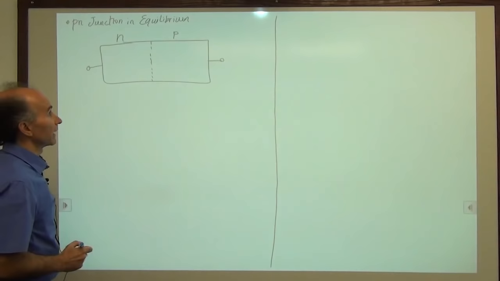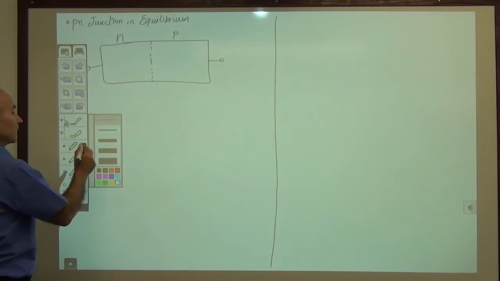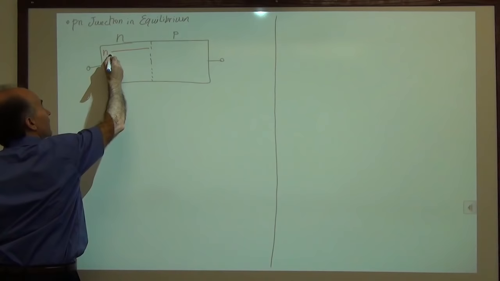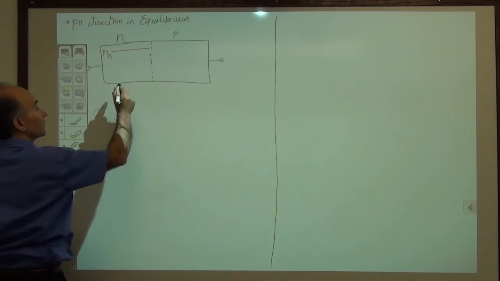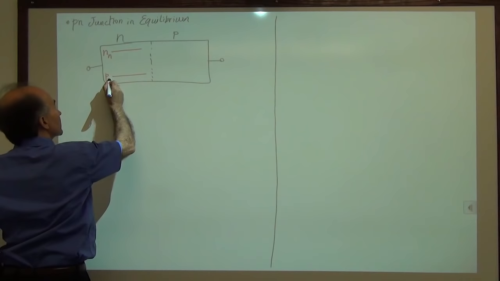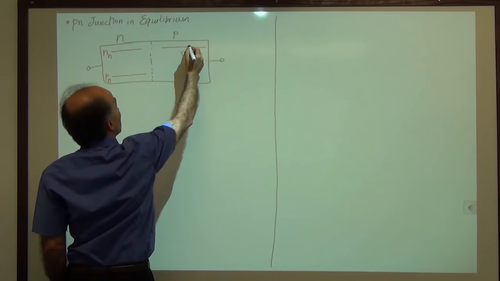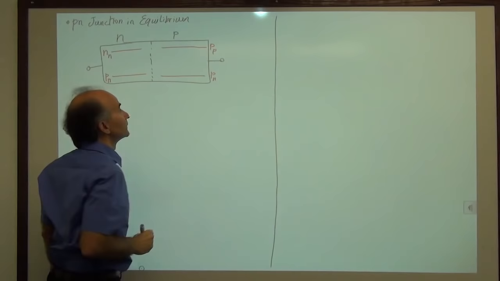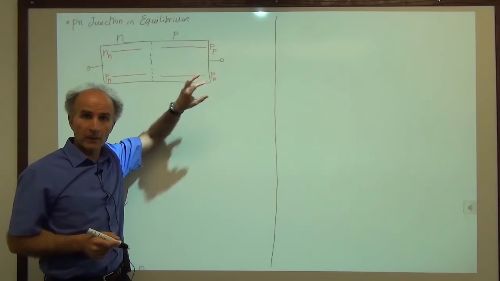Okay, so I need to draw those concentrations again so that we remember where we are. So we have a high concentration of electrons, N sub N. Okay, let me do this more carefully. N sub N. And a low concentration of holes, P sub N. Then we have a high concentration of holes on this side, which we call P sub P. And then we have a low concentration of electrons, which we call N sub P. Right? That's what we have in the N-type and P-type pieces.